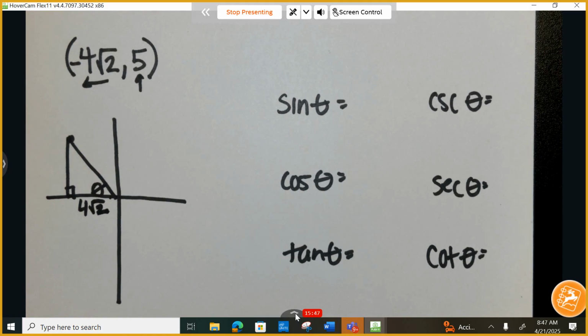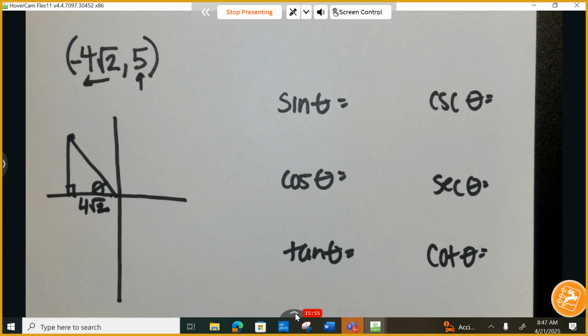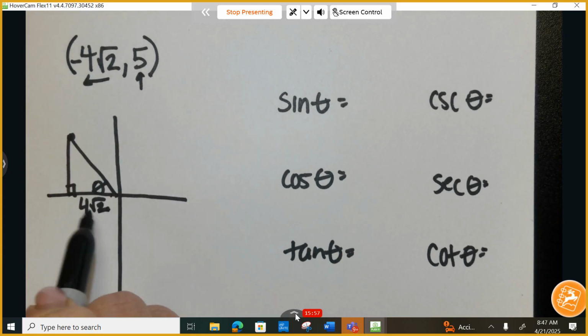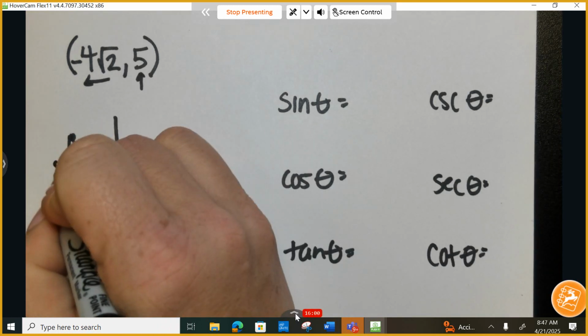Turn to your partner, you have 5 seconds. Why do I not put a negative there? Go. Tell your partner. Distance is always what? Positive. The negative just told me which direction to go. And I'm going to go up 5.